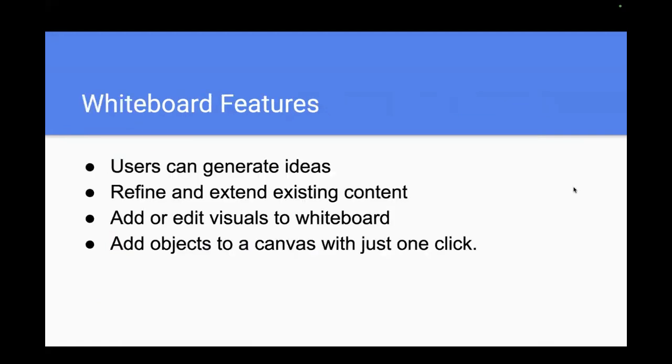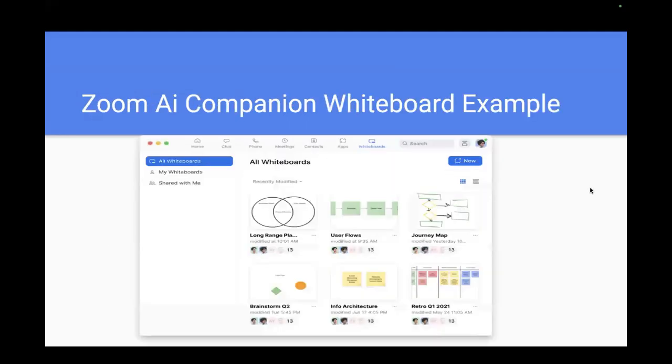Now, some of its whiteboard features: it allows users to generate ideas, refine, edit, and extend existing content, add visuals to the whiteboard, and add objects to a canvas with just one simple click. So here's an example of that. If you go to whiteboards, you can click new, create a new whiteboard, and you can use AI to add different images.